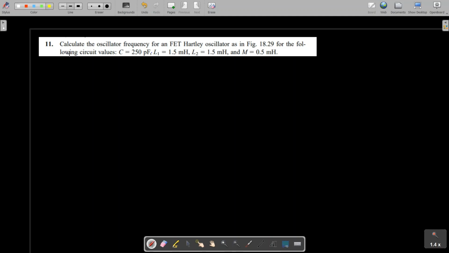Okay, problem number 11 is related to Hartley oscillator. It says calculate the oscillator frequency of an FET Hartley oscillator for the following circuit values. C is equal to 250 picofarad, L1 is equal to 1.5 millihenry, L2 is 1.5 millihenry, M, the mutual inductance, is 0.5 millihenry. Now we know that the frequency of oscillation of the Hartley oscillator is given as 1 divided by 2 pi under root L equivalent into C.